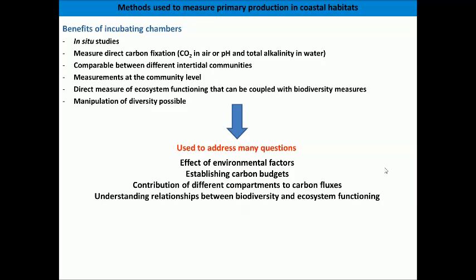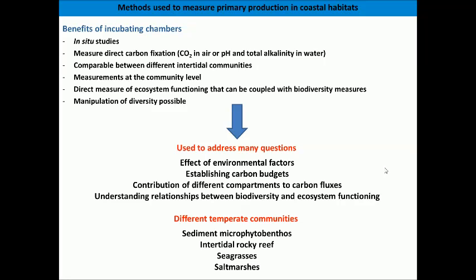So, because of all these benefits, the chambers have been used to address many questions, from testing the effects of different environmental factors to establishing carbon budgets, but also to understand the contribution of different compartments to carbon fluxes, and to understand relationships between biodiversity and ecosystem functioning. This has been done on different temperate communities: sediment microphytobenthos, intertidal rocky reefs dominated by microalgae, seagrasses, and salt marsh plants.